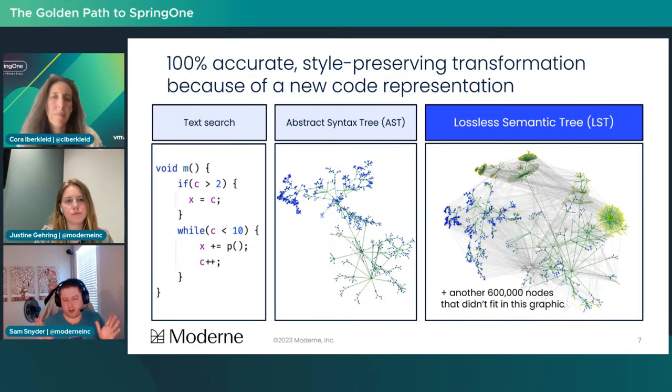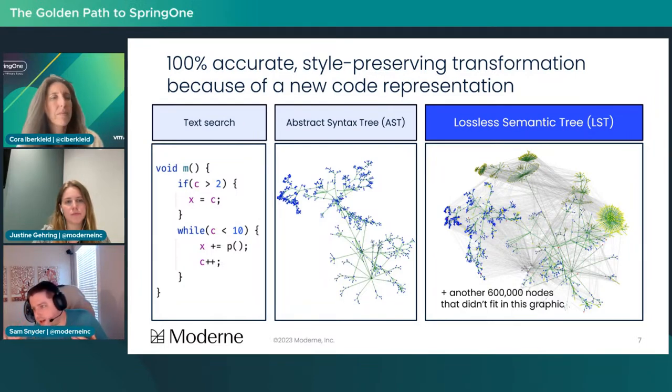We are not the first people to think of manipulating code through an abstract syntax tree. Indeed, that's a concept that has been internal to compilers almost as long as there's been a concept of compilers. And for Java, the first language we supported to a great deal of maturity, we take the compiler's internal representation of its abstract syntax tree, and then we map that onto our lossless semantic tree.